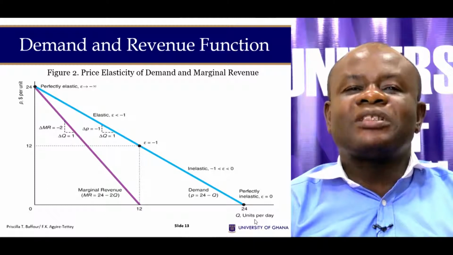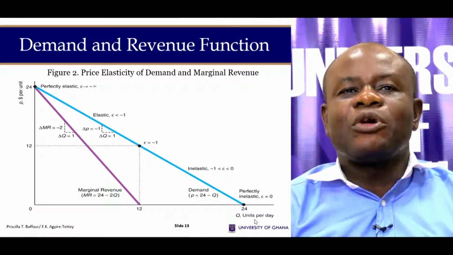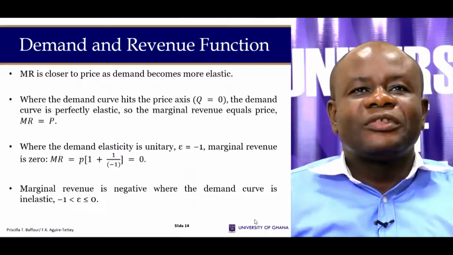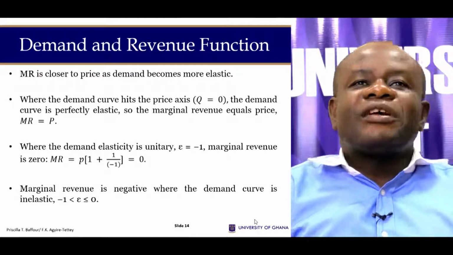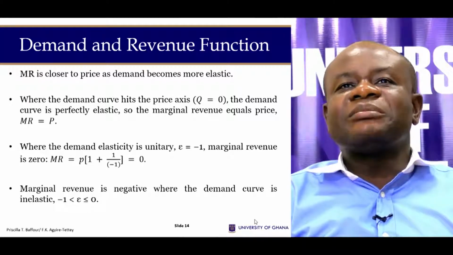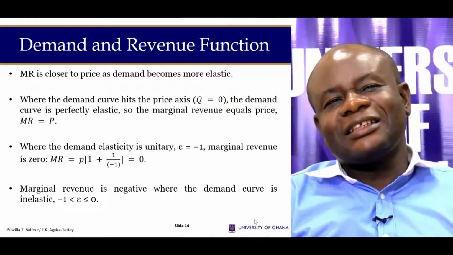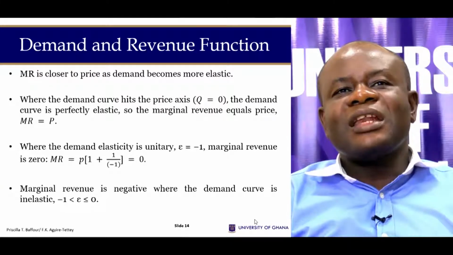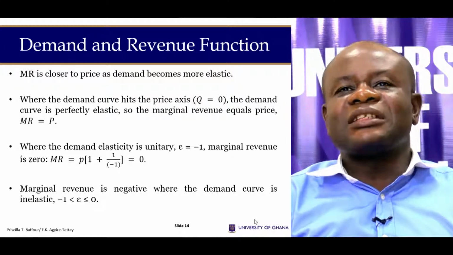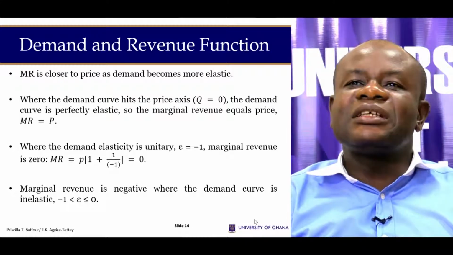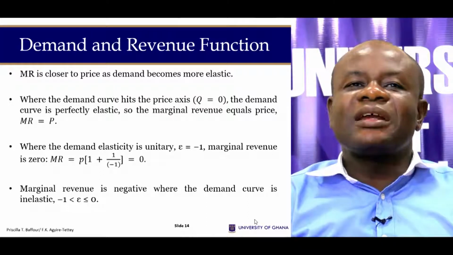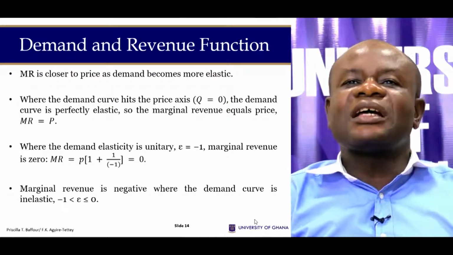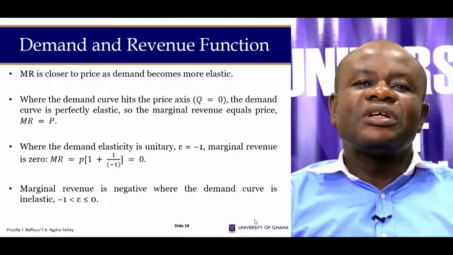And at that midpoint, our marginal revenue is equal to what? 0. So marginal revenue is closer to the price as demand becomes more what? Elastic. Okay. Where the demand curve hits the vertical axis, our quantity is equal to 0, and the demand curve is perfectly elastic. So marginal revenue equals the price.